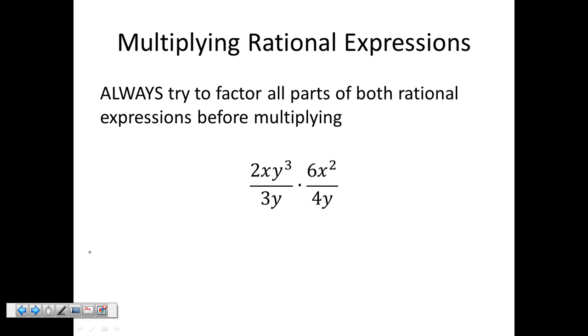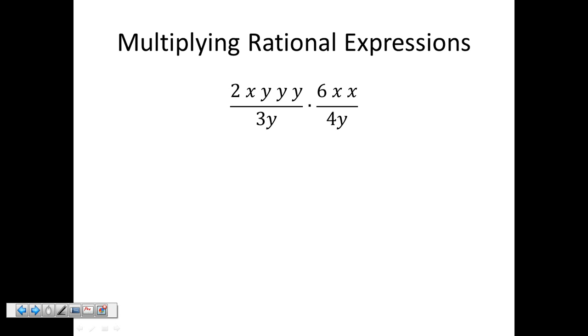Now, this one's not too bad. I'm going to go ahead and pull it right apart for you just so we can see what's going on. So my 2x y cubed became 2 times x times y times y times y. And I factored out the x's in the 6x squared so that we see everything separated out. Now, whatever I can cancel between the top and bottom of a fraction, I'm going to go ahead and cancel. So I'm going to get rid of a y on the top and the bottom of that first fraction. Now that's just good sense even without multiplying.